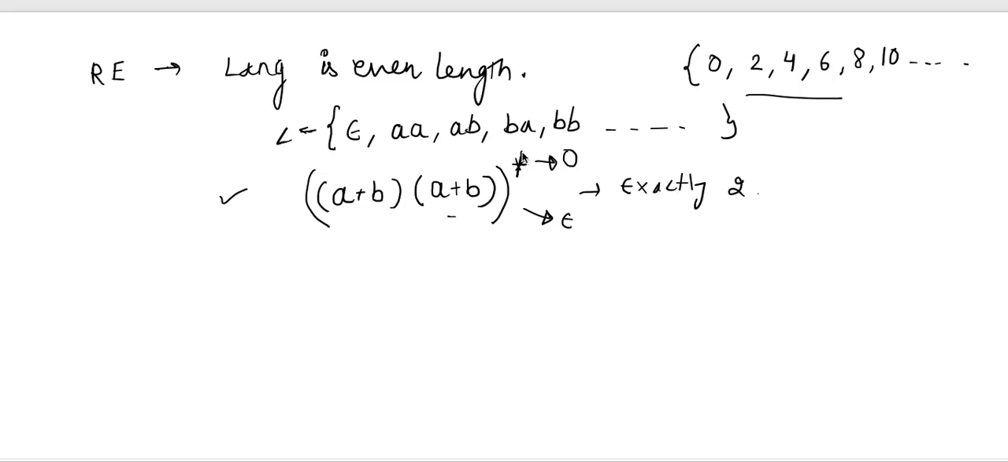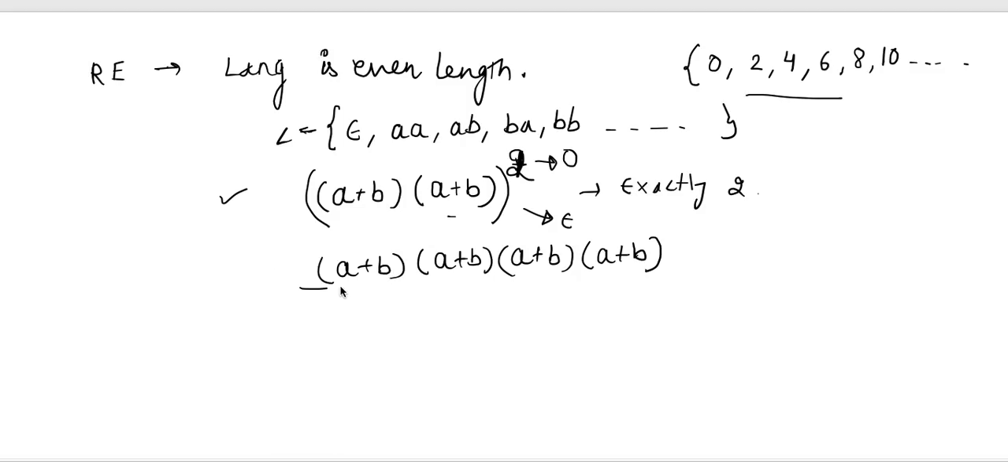If I put 1 here, it becomes a string of length exactly 2. Are you getting this? If I put 2 here, what does it become? See, if I generalize it or expand it, when I put 2 here, it becomes like this. Okay, so it becomes a string of length 4. Now if I put 3 here, it becomes like this, a string of length 6.